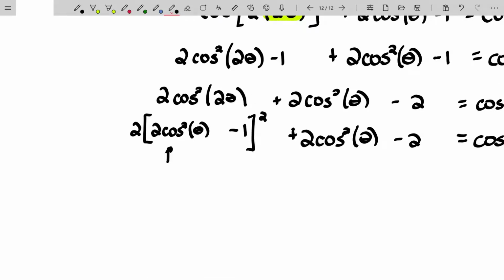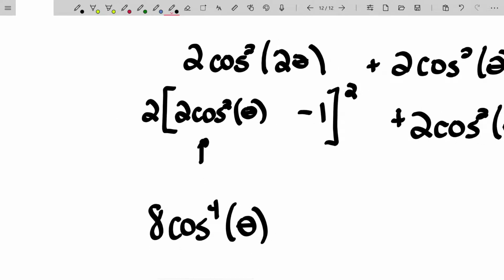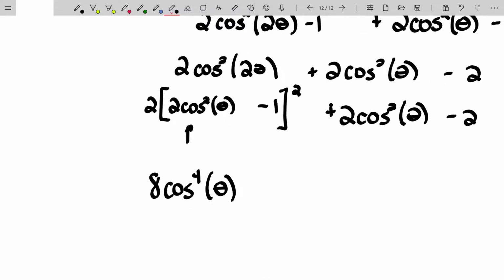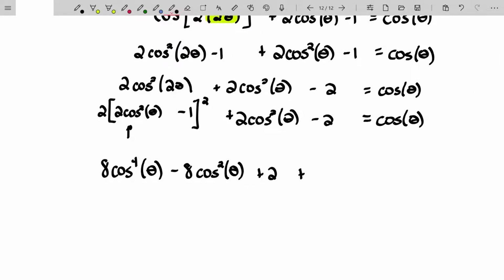That binomial distribution would give me a 4 cosine squared, but we're multiplying it by 2, so it's an 8 cosine to the 4th. Sorry, is what I should have said. It was going to be a 4 cosine to the 4th, and then we multiply it by 2. We would also have a negative 4 cosine squared, and then times the negative 2 would be a negative 8 cosine squared. And we'd have a positive 1 times 2, which is a positive 2.